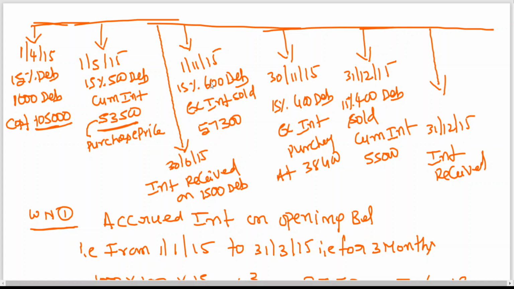1,600 sold. 400 sold. So 1,000 has been closed. What is the balance as on this date? 500 plus 500 plus 400. Interest will be received on how many debentures? 900 debentures. This will become working notes. Then you are having closing balance, 31st December 15, closing balance. Closing balance how many debentures? 900 debentures. That value we should find out.